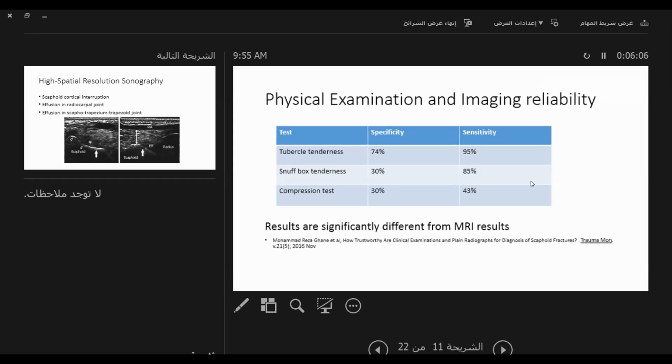But in the results combining these signs with the X-ray, there is a significant difference from the MRI finding, which means that the MRI is much more accurate in diagnosis than the X-ray, even when you combine these specific signs and the imaging.